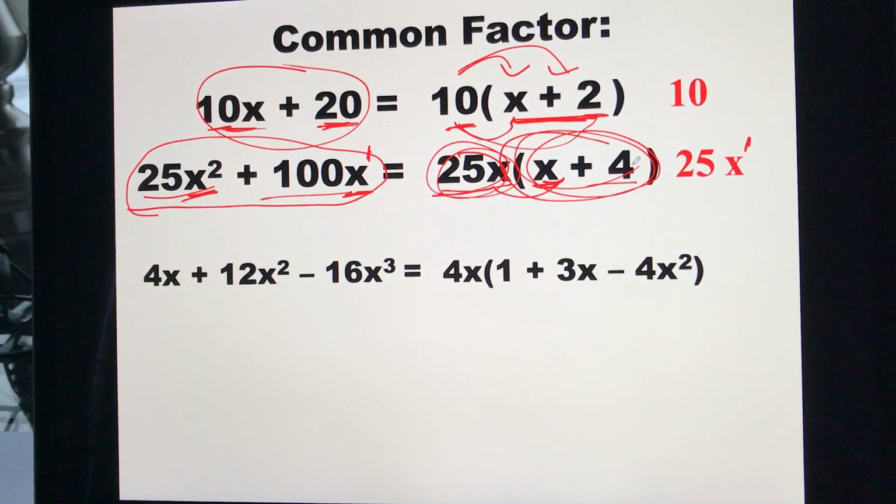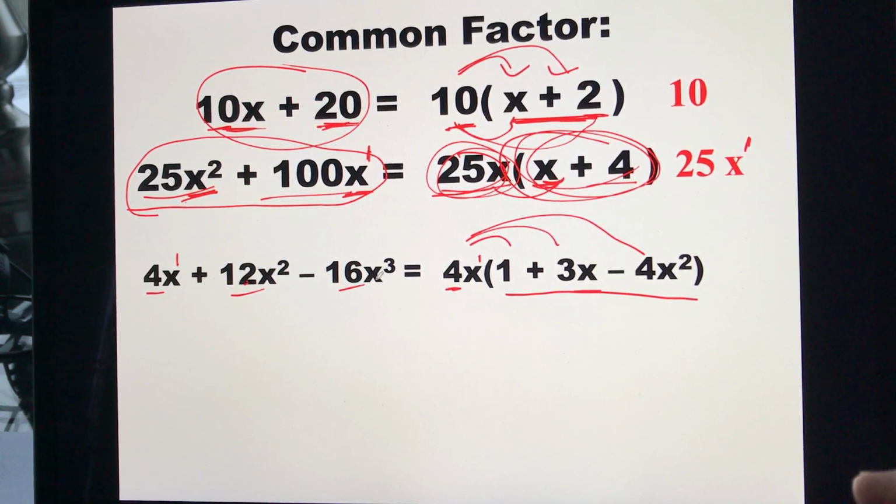Okay. I look at 4, 12, and 16 and realize 4 is the largest number. I have an x to the 1, x to the 2, x to the 3, so x to the 1 would be my common factor, 4x to the 1. And then I just tinker with it a bit and say, okay, what do I have to write in here so I know when I do my distributive property, I'm back where I started? Well, 4x times 1 is obviously 4x, 4x times 3x is 12x squared, and so on. 4x times negative 4x squared gives me my negative 16x cubed.